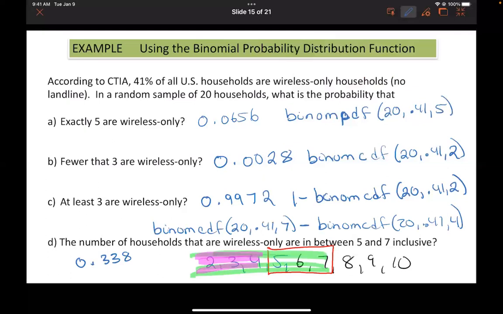The other super tedious way to do this is to do exactly 7, exactly 6, and exactly 5, and then add the 3 things together. You could use PDF with 7, 6, and 5 and add them together. It'll give you the same answer. It's just tedious and not so fancy.